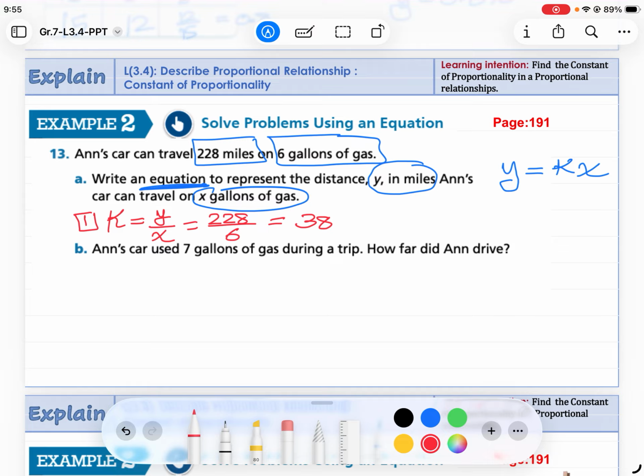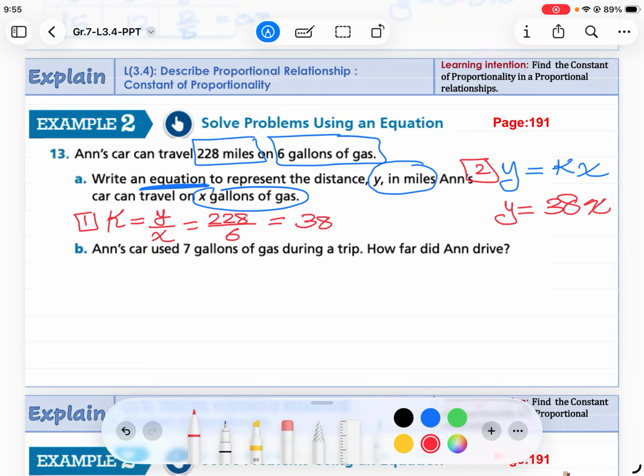Step 2, I'm going to write my equation. y equals 38x. So what did I just do? I substituted the value of k with 38. And that's my equation. I'm done. Now, you guys may ask why this equation is really important and why do we need it in real life? Because now it's going to help us solve the second part.